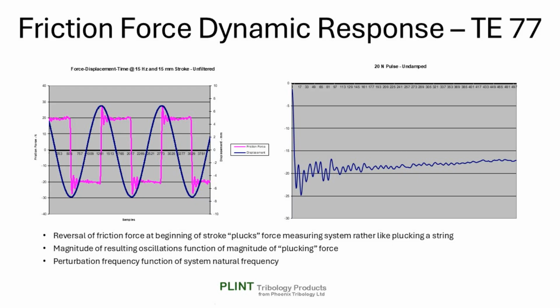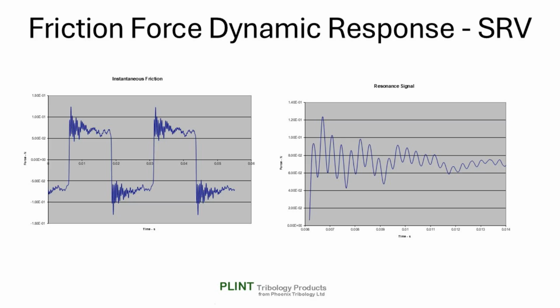The rate of decay of the resulting vibration signal is a function of the inertia of the sample assembly, the stiffness of the transducer, both of which tend to be constant, and the variable damping coefficient of the system, which is a function of the friction in the tribo contact. Here is an unfiltered friction trace from an SRV3 showing similar behaviour.